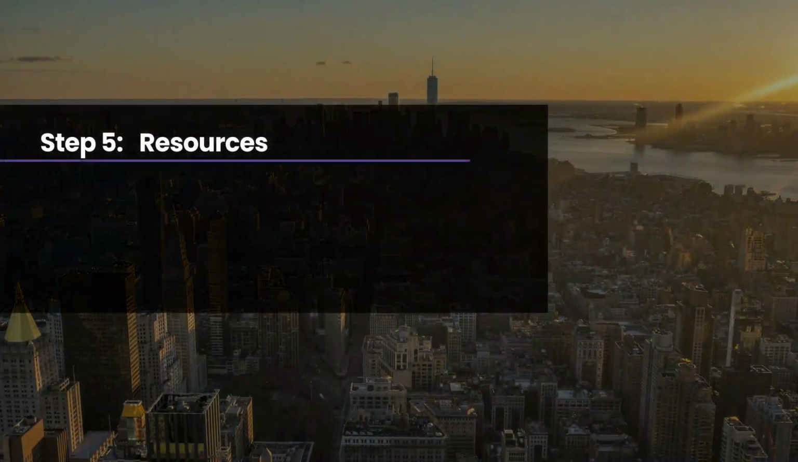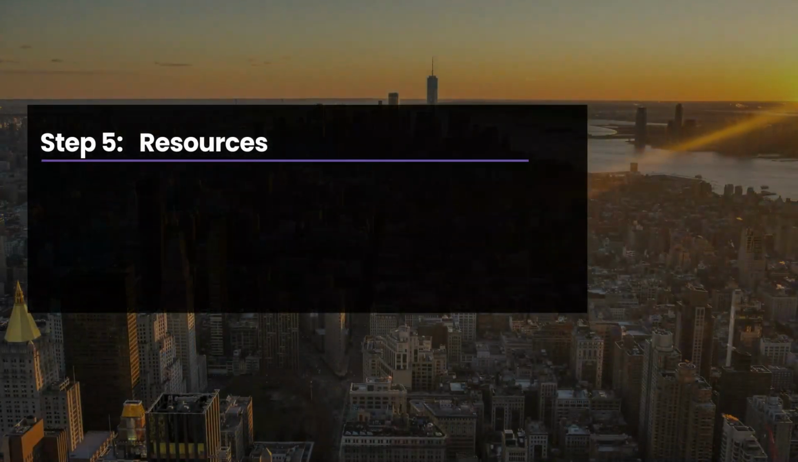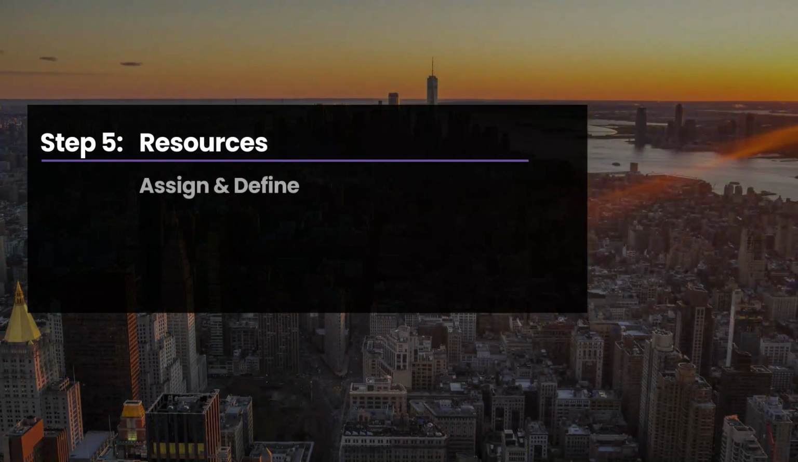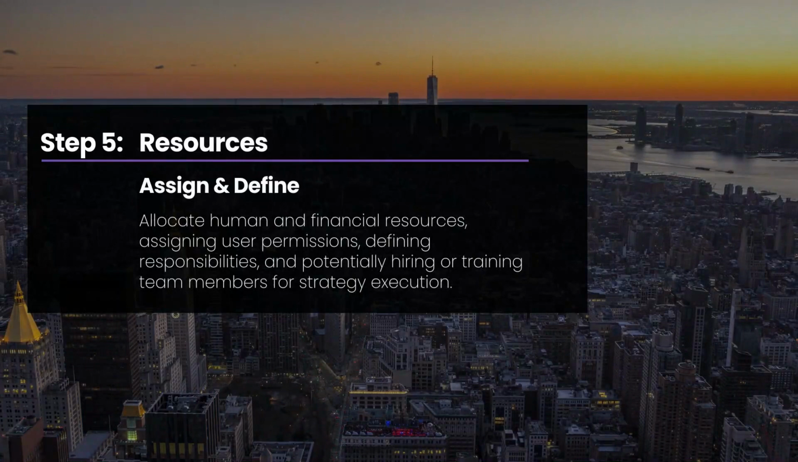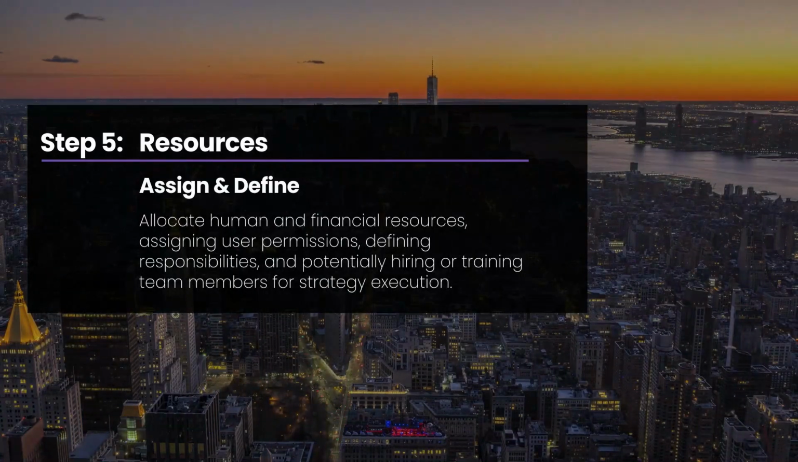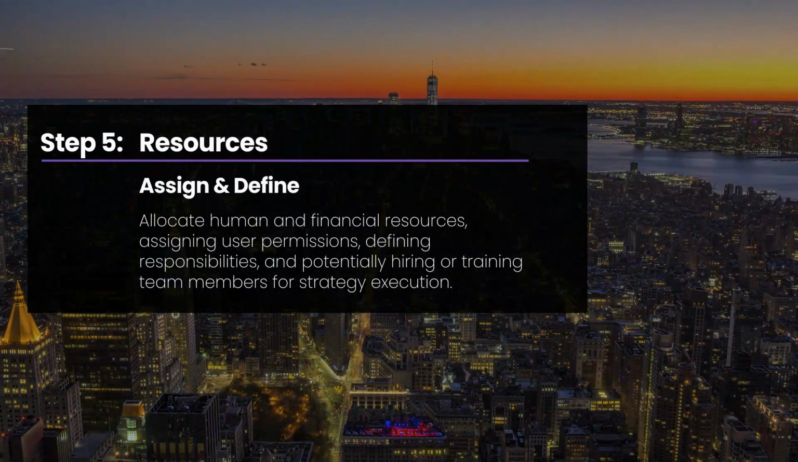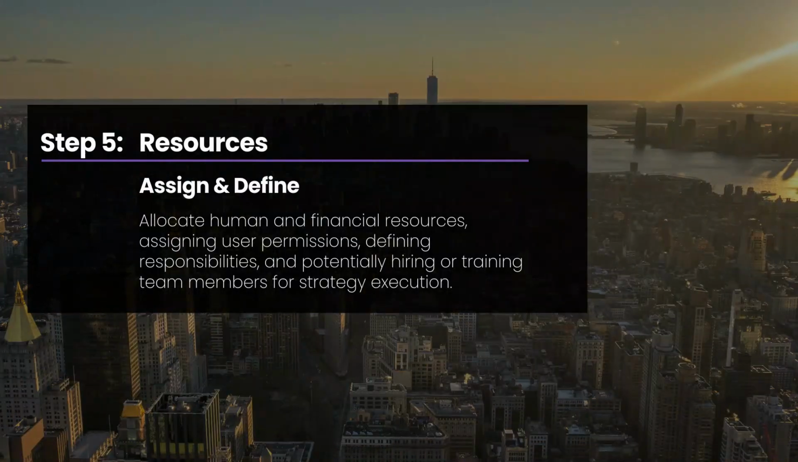Step 5. Resource allocation. Determine the human and financial resources required to execute your strategy effectively. This can look like assigning user permissions in a system and defining particular responsibilities, or even hiring and training team members to be experts in a particular part of the process.